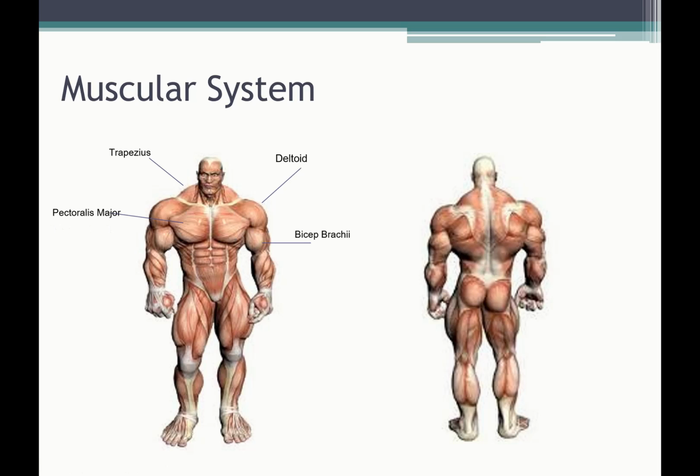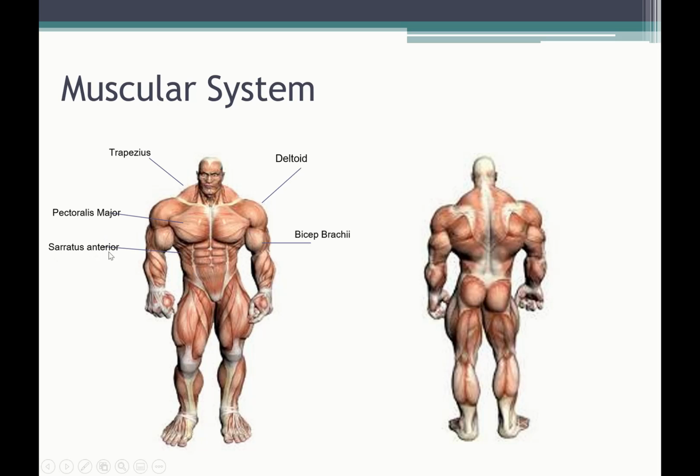Bicep brachii. We can't just identify the biceps as the biceps, we have to identify them as the bicep brachii. As you're aware, this is a large muscle on the upper forearm which helps to flex the forearm. Any kind of dumbbell curl, for example, will of course require the bicep brachii to contract.